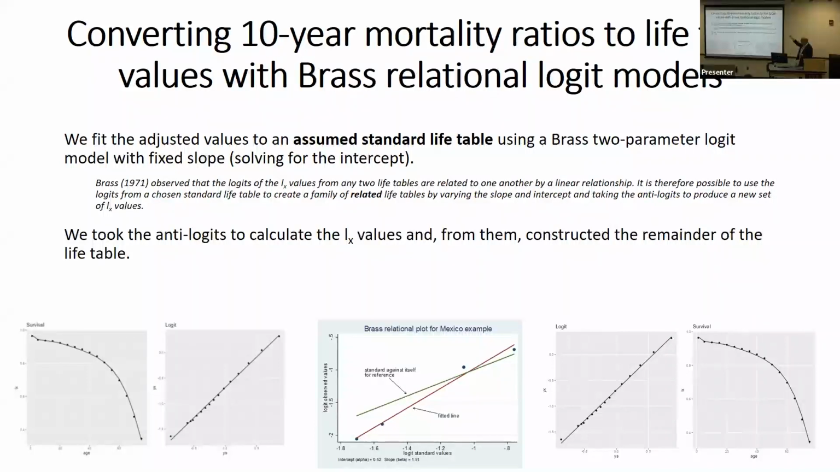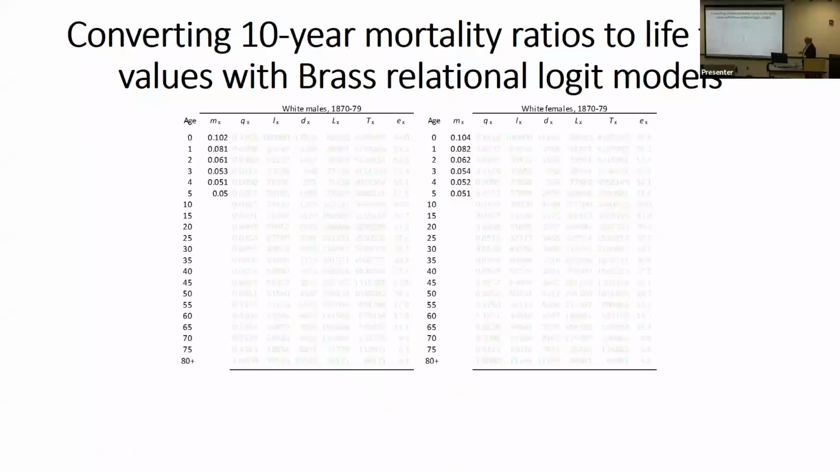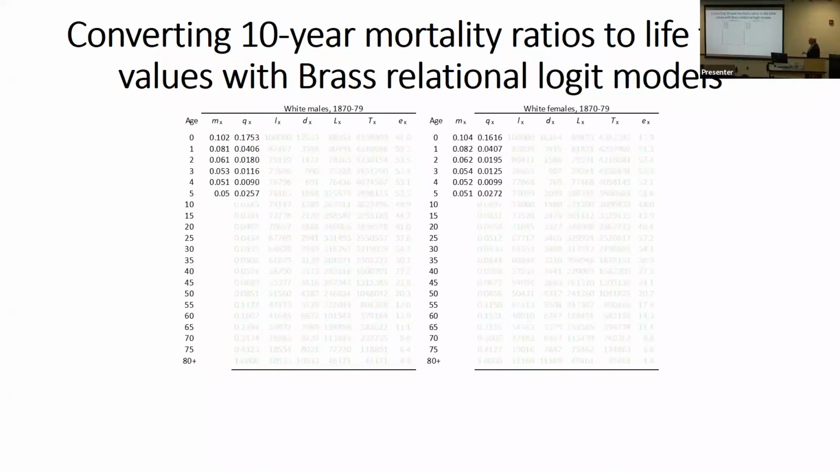Then we take the anti-logits, the lxs, and we construct the life table from it using just the child mortality estimate. And I'll give you a better feel of this here. This is a life table for the decade, the national table for 1870 to 1880. So what we get for the IPUMS MLP is this here. We get a 10-year mortality rate for kids 0 to 10, 1 to 11, right? So from that, we need to create a life table parameter, proportions dying.